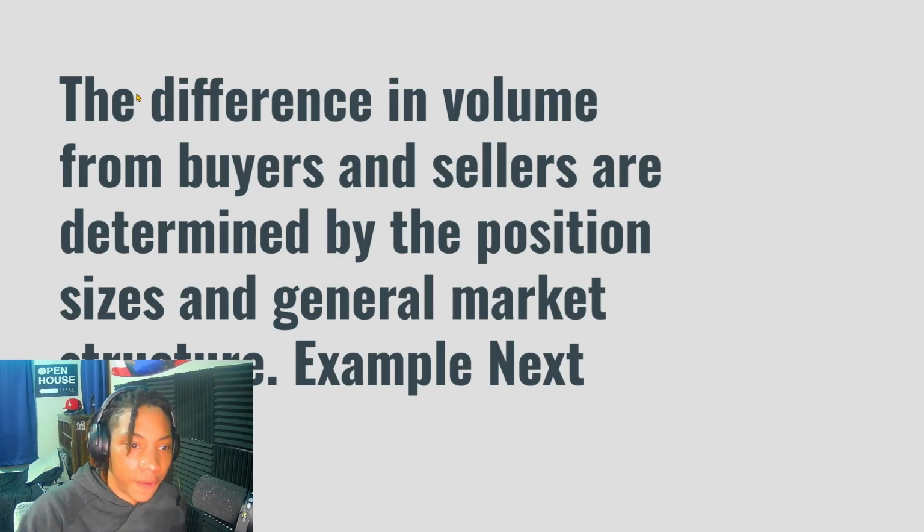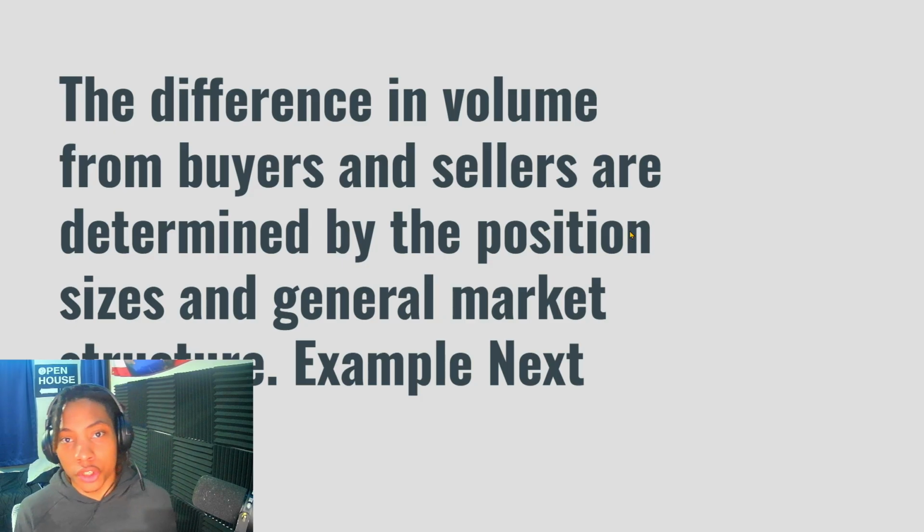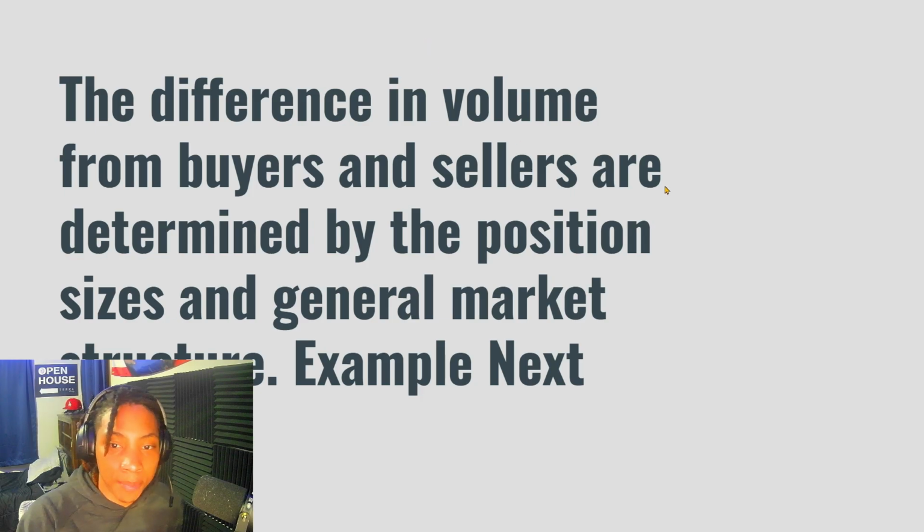The difference in volume from buyers and sellers are determined by the position sizes and the general market structure. So I'm going to show you guys an example. But if we have a general market structure, for example, a bullish uptrend or a bearish downtrend, there's going to be a difference in volume between the buyers and sellers, and the general position sizes will show you how strong this trend is going to be. So I'm going to show you guys an example right now.